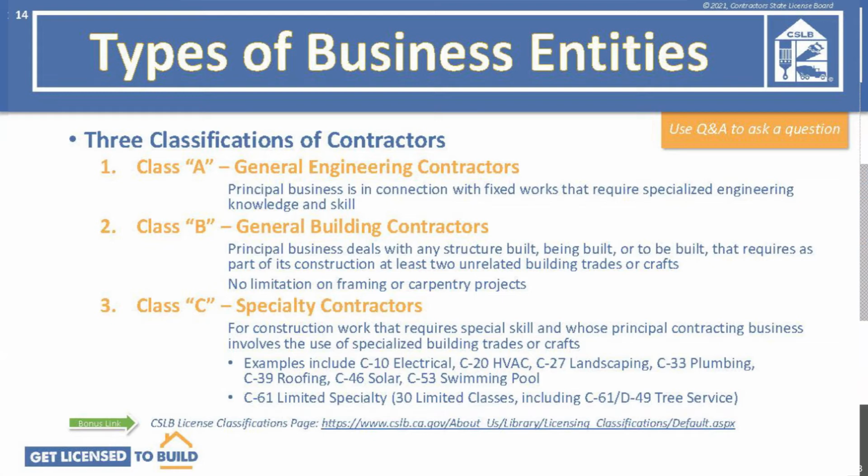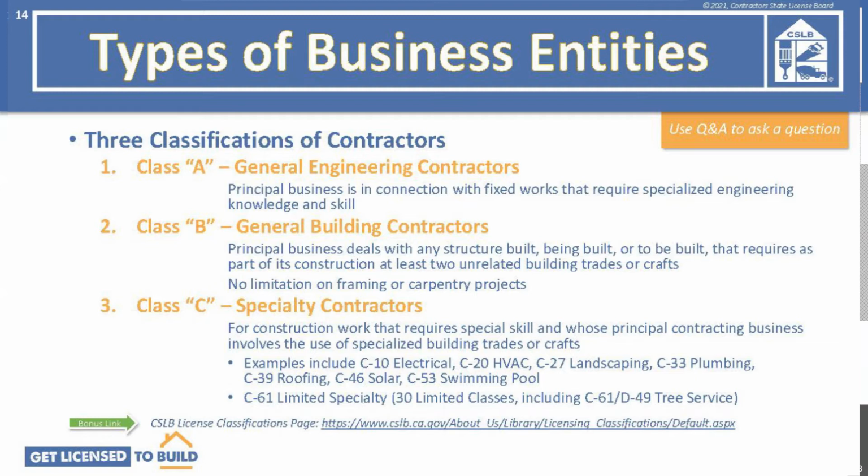First is our Class A, or general engineering contractors. These are contractors who deal with fixed works that require specialized engineering knowledge and skill. A contractors are the ones that build projects such as freeways, skyscrapers, and dams. Today, there are just over 19,000 A contractors in the state.